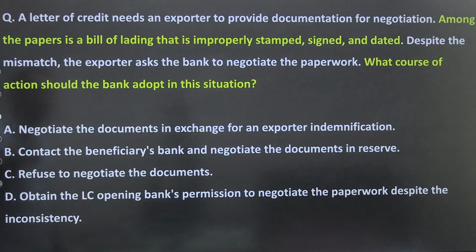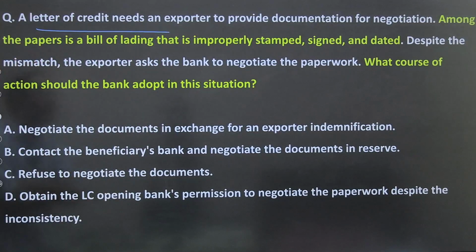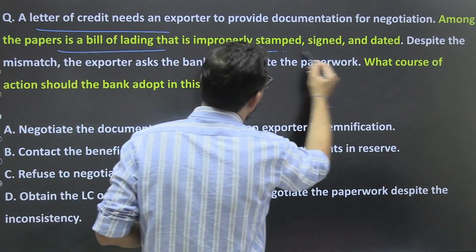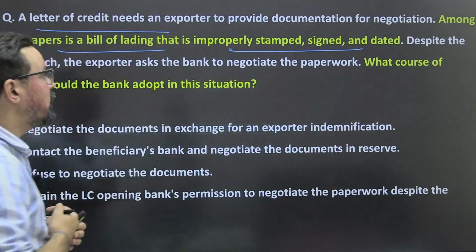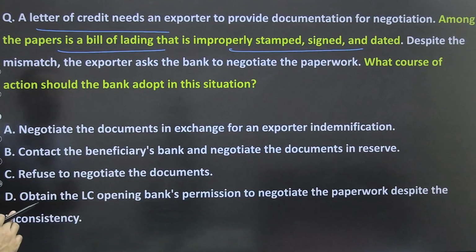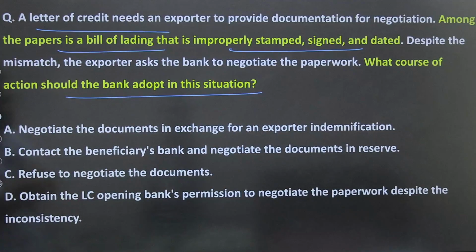Then, a letter of credit needs an exporter to provide documentation for negotiation. Among the papers is a bill of lading that is important, but it is improperly stamped, signed, and dated. Despite the mismatch, the exporter asks the bank to negotiate the paperwork. What course of action should the bank adopt in this particular situation?